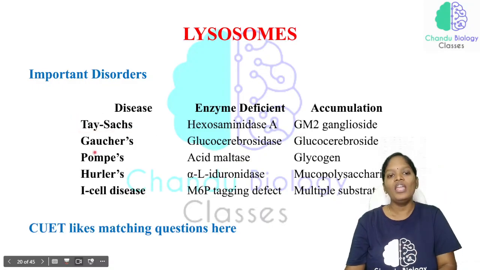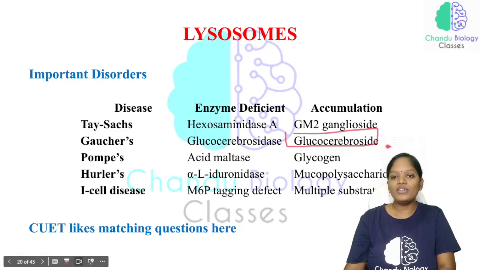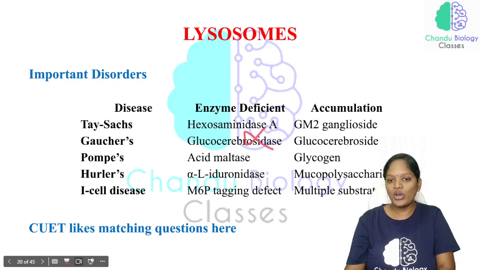Okay. Gaucher disease, again a disorder related to the lysosome. Gaucher's disease arises due to the accumulation of glucocerebroside. The glucocerebroside has to be digested by glucocerebrosidase. As this enzyme is not present in the lysosome, there is more accumulation of glucocerebroside in the lysosome. It results in Gaucher's disease.